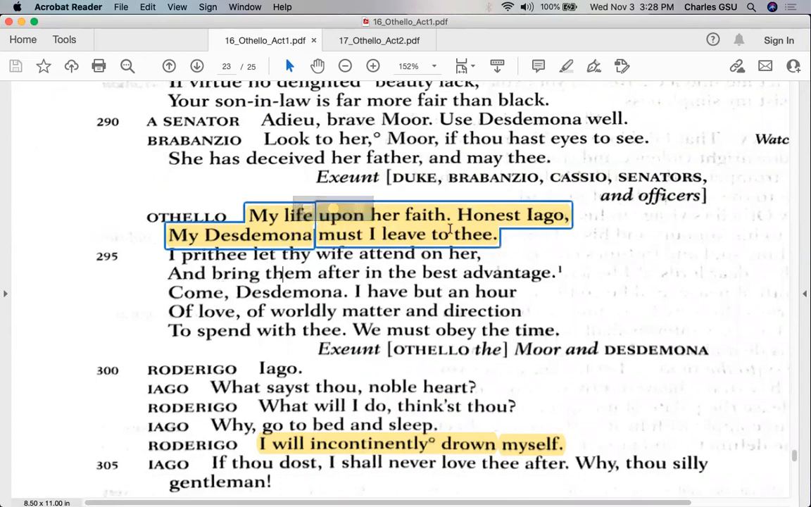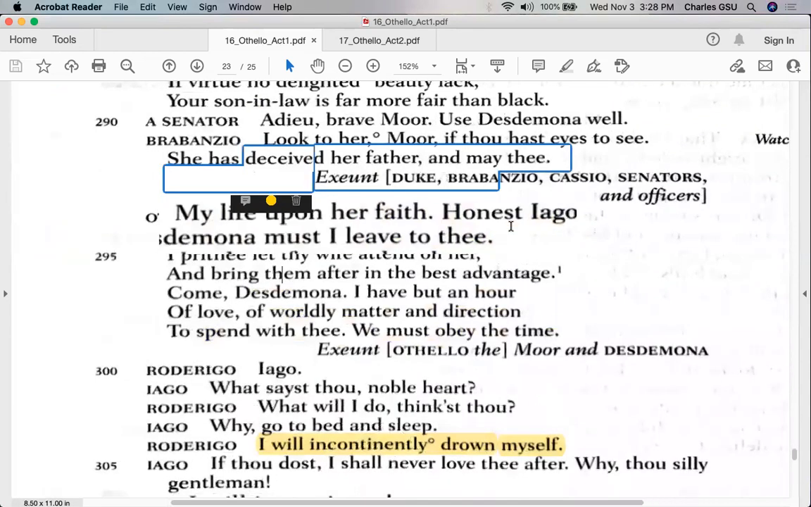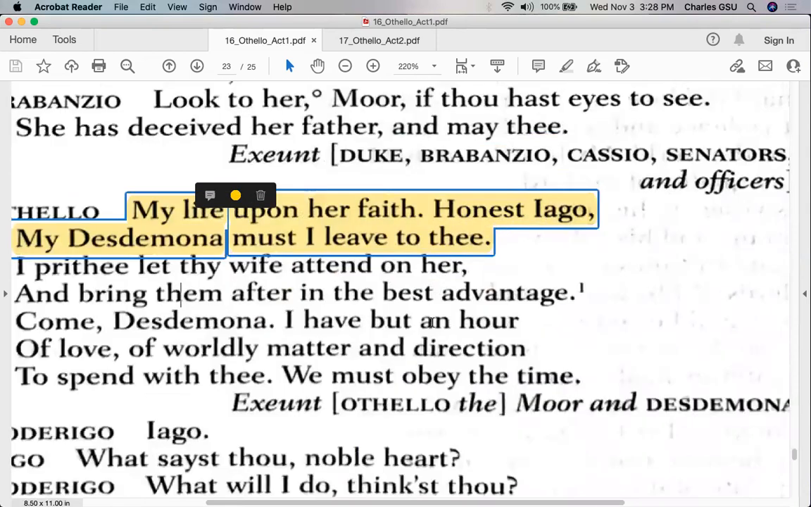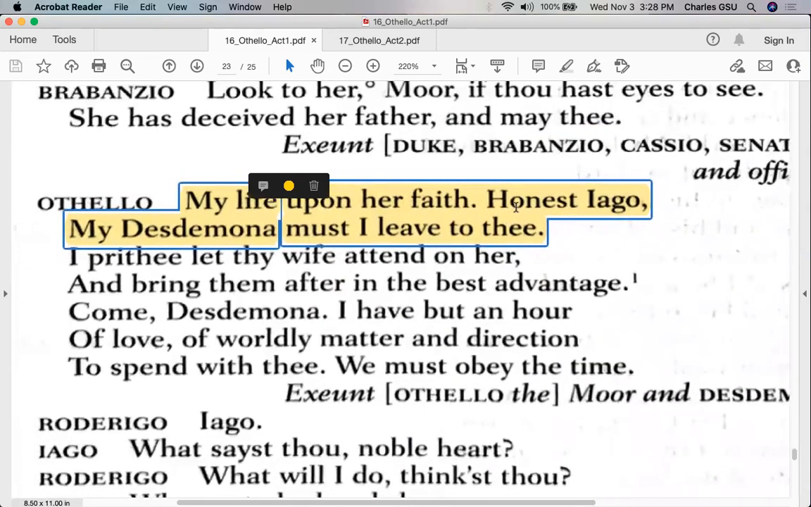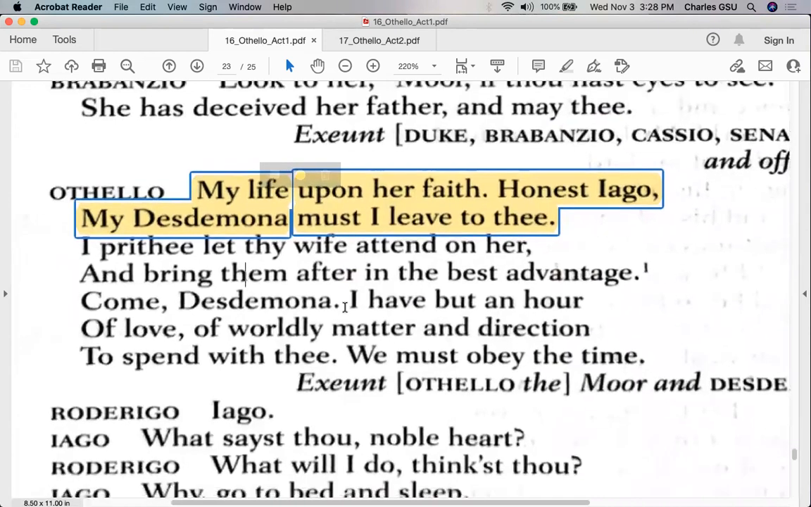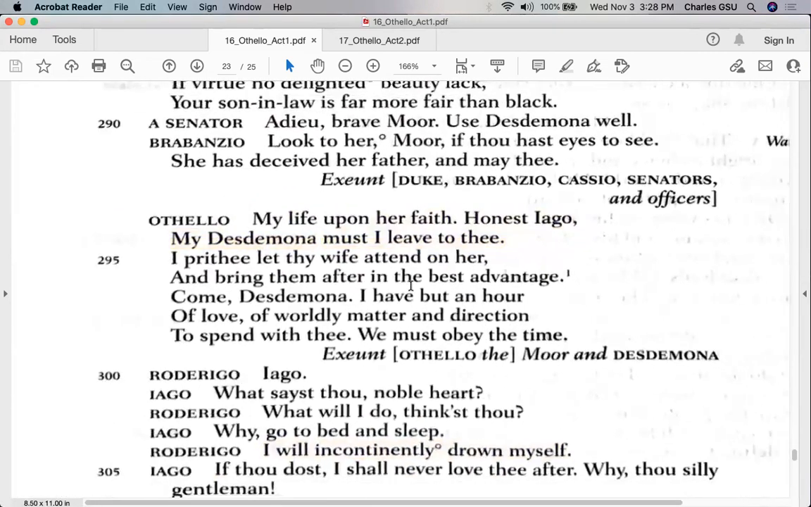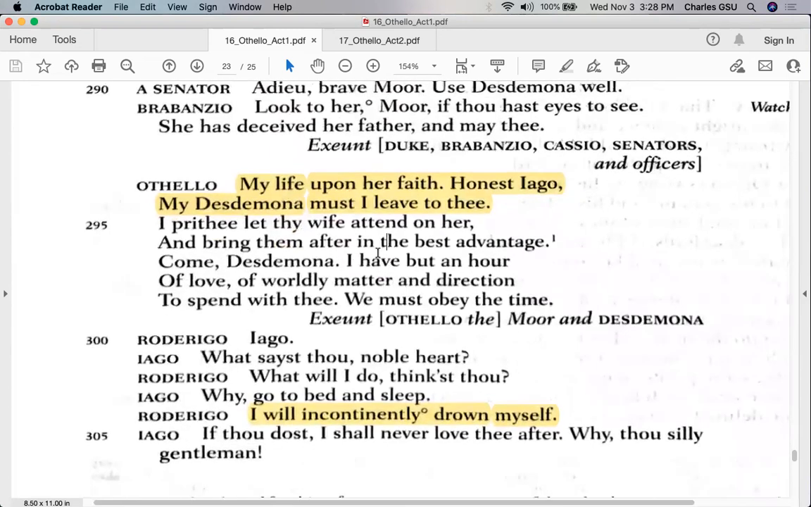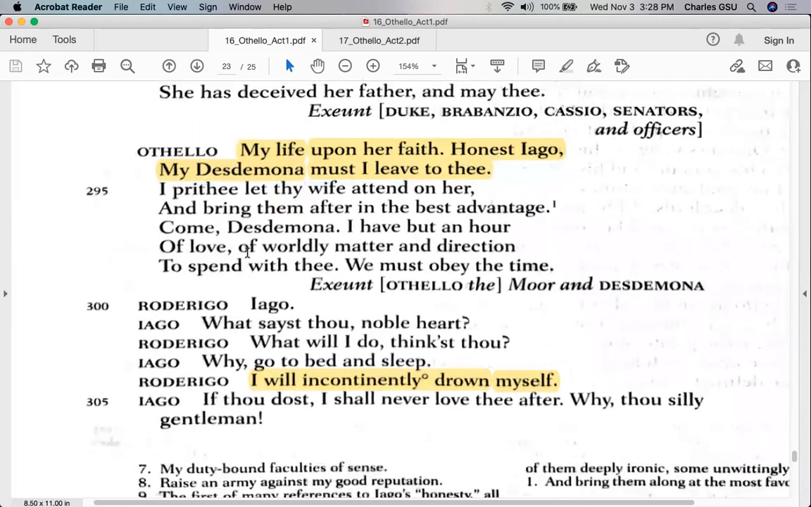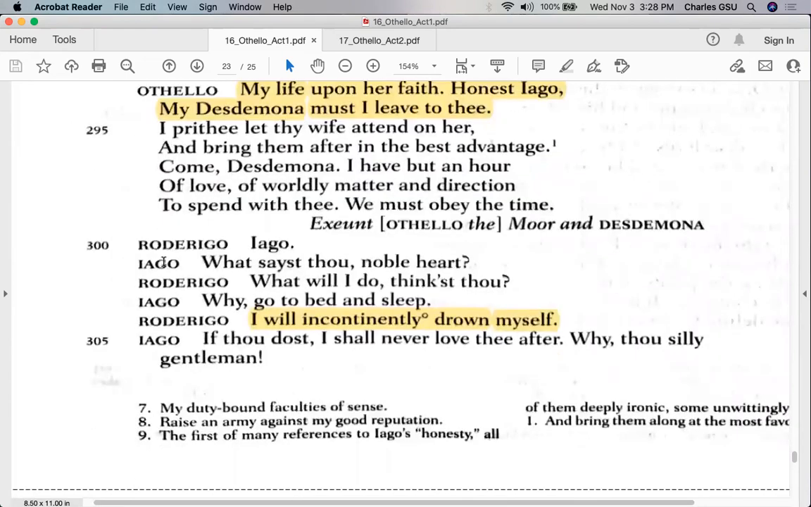He says, honest Iago, which is a phrase that's used over and over again throughout this play, but we know in a dramatic irony way that Iago's anything but honest. My Desdemona, I must leave to thee. In other words, I have to go on the ship by myself in front of the fleet to Cyprus, but in your care, my friend Iago, I'm leaving my wife, in fact, new bride, with thee.